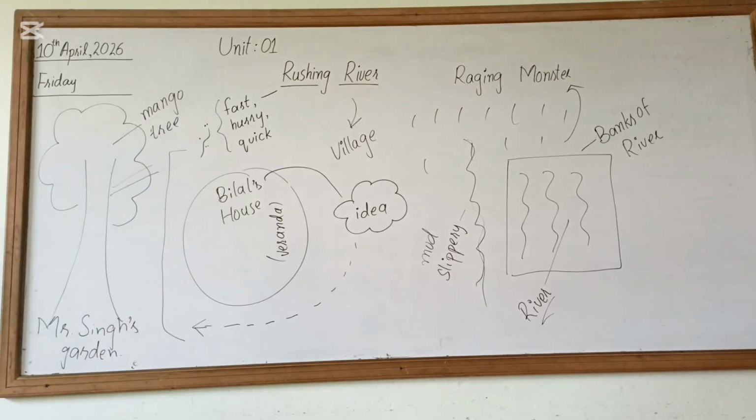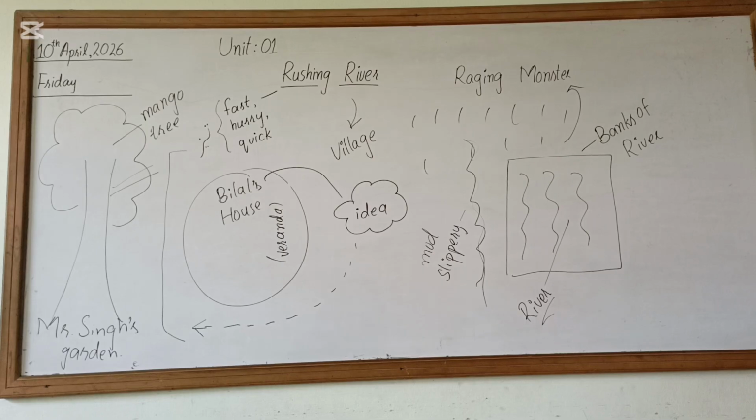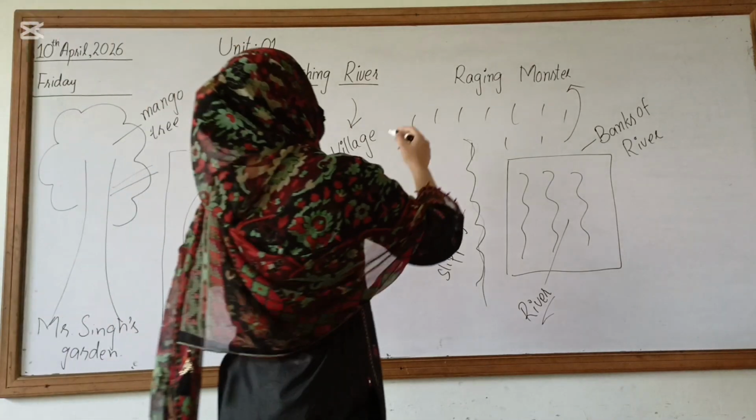He went to the back side of his house into the neighbor's garden, and the name of the neighbor was Mr. Singh. In Mr. Singh's garden there was a big and tall mango tree. So he went there and he sat on one of the branches of the tree, and he started looking at the river. So what he saw was that the river looks like a raging monster.